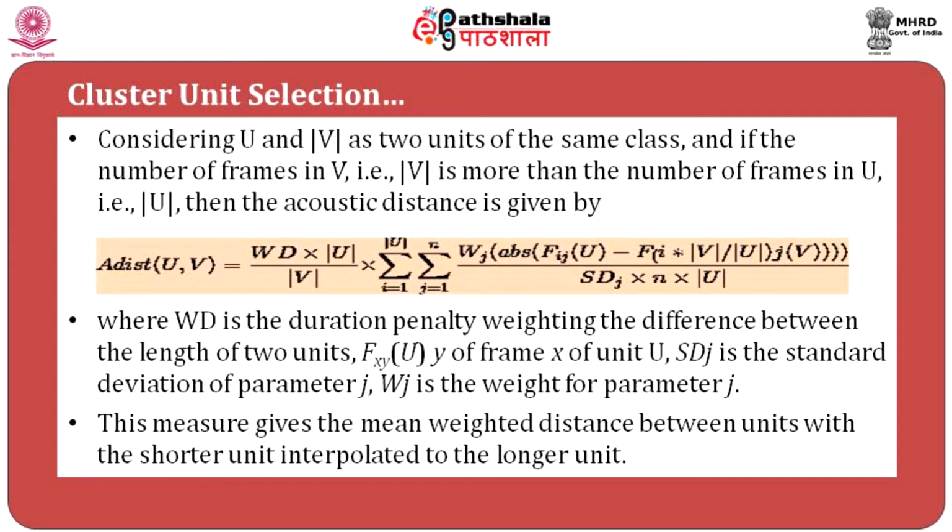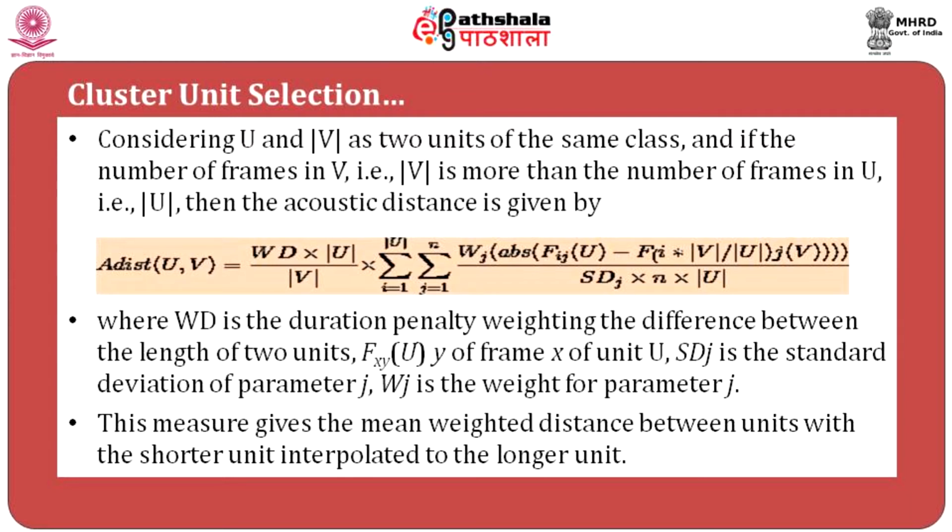Here, WD is the duration penalty weighting the difference between the length of two units. Fxy of U, or of frame X of unit U, Stj is the standard deviation of parameter J, and Wj is the weight of the parameter J. This measure gives the mean weighted distance between units, with the shorter unit interpolated to the longer unit.